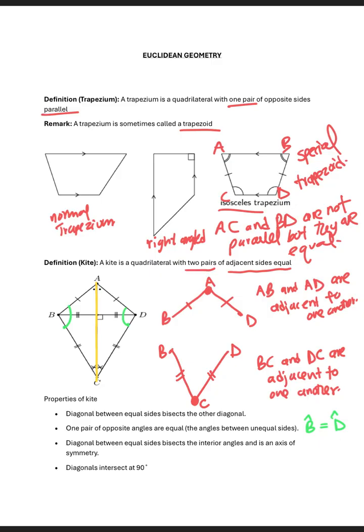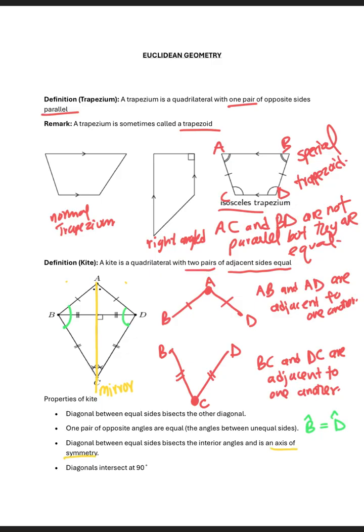As you can see, diagonal AC is a mirror because it reflects the same shape on the other side, right? So if you look at this side and that side, you see that this shape is the same shape, it's just reflected on the other side. So the line acts as a mirror or an axis of symmetry.